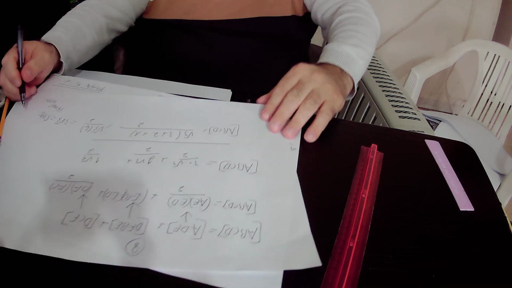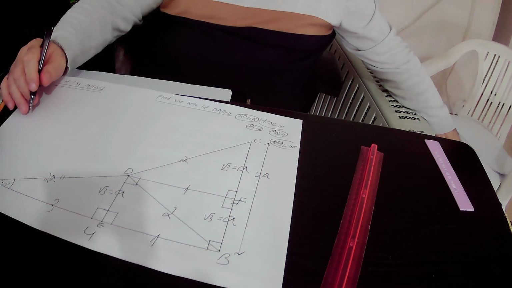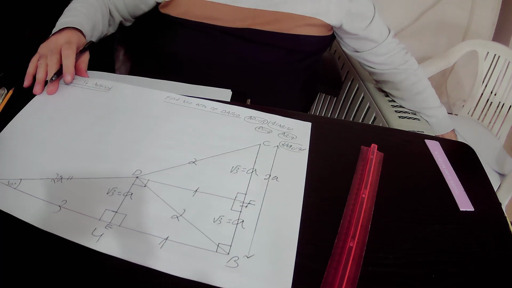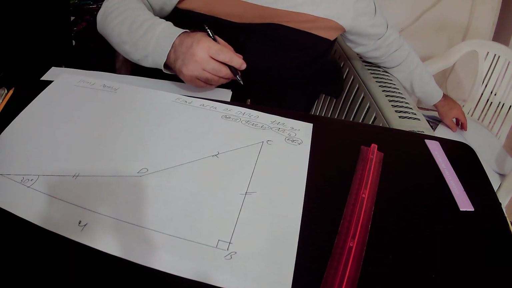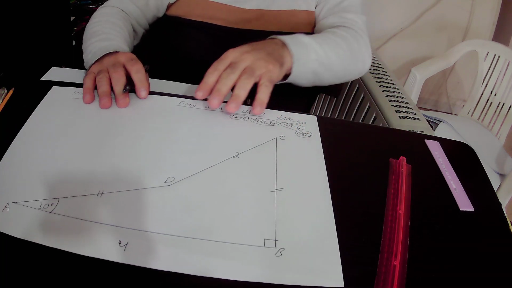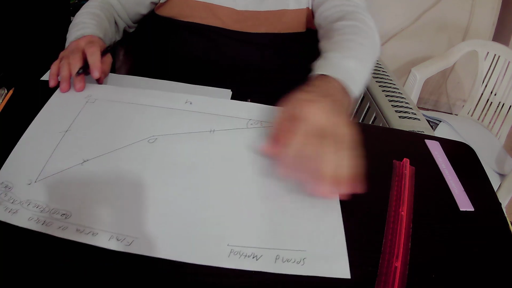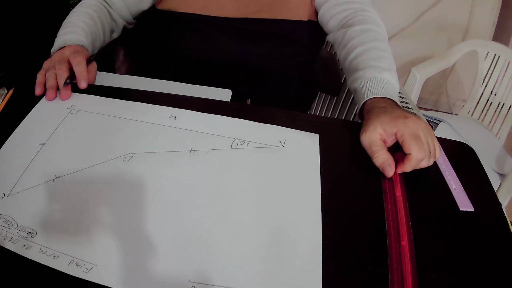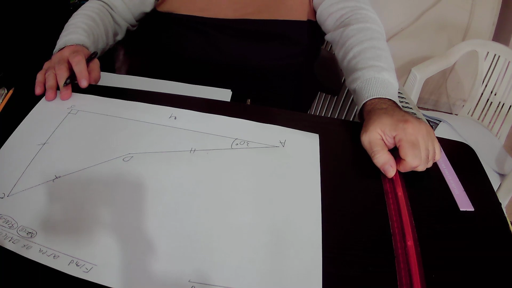Okay, so we finished with the first method. In the next step, I will present to you how to find the area of quadrilateral ABCD according to the second method. In the second method, we will do another construction.